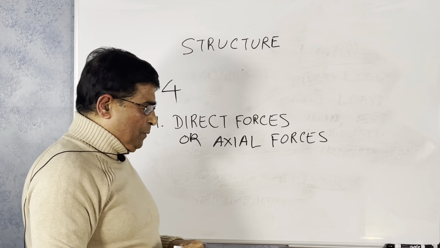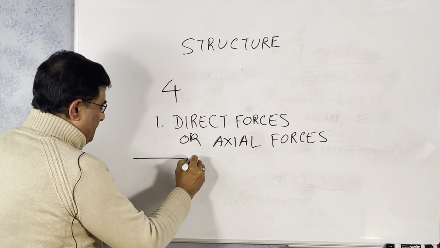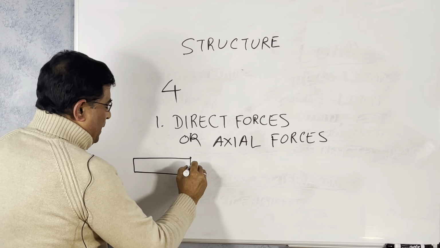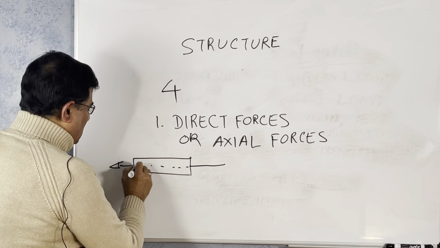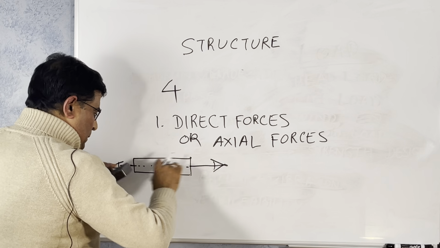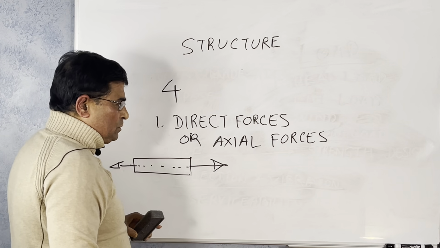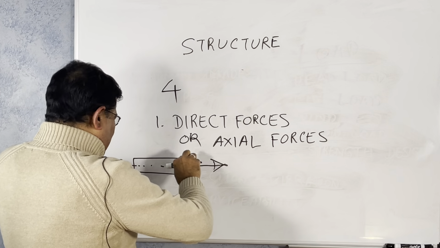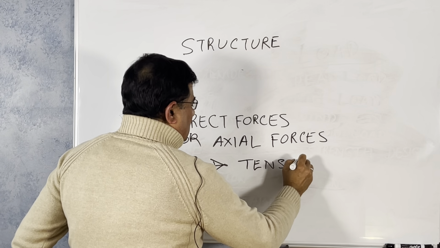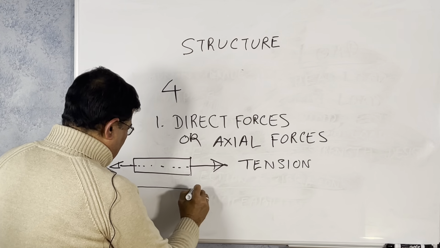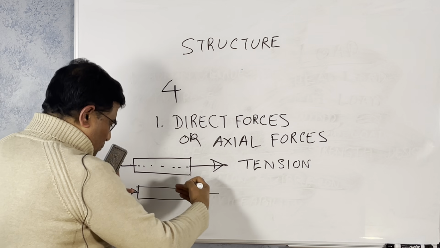That means axial forces means it acts through the axis of the structure. Suppose you have a member, and the force is acting along the axis of the member. It is the direct forces or axial forces. If the arrow is outward, it is tension. And if the arrow is inside, it is compression. You see, this is pushing inside.